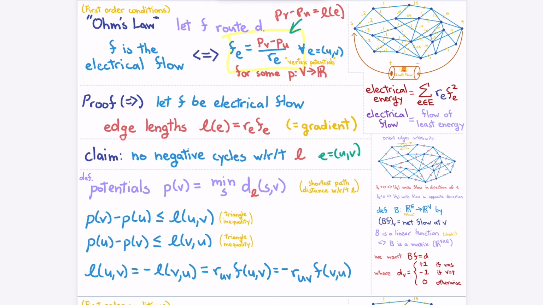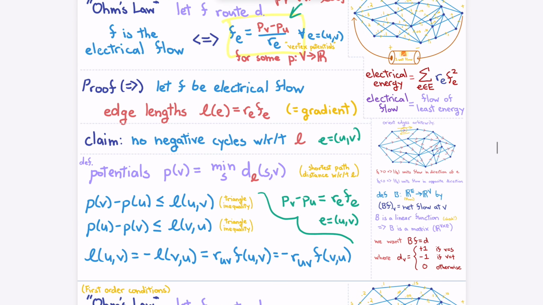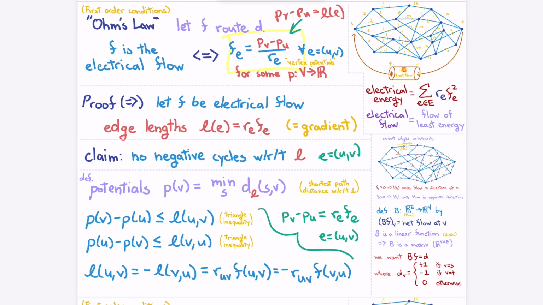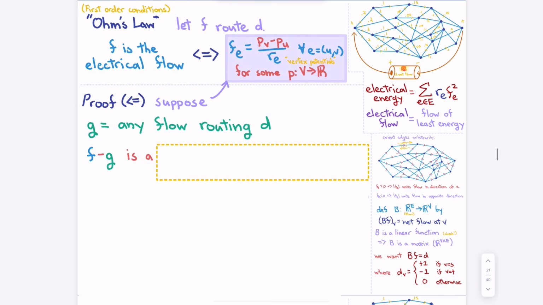Okay. Now, when you put everything together, what do you get? You're going to get PV minus PU is equal to the edge lengths. Okay, and that's what we wanted. So the potentials are somehow coming out as shortest paths with respect to the gradient. Pretty cool. Okay. All right. Any questions about that direction?